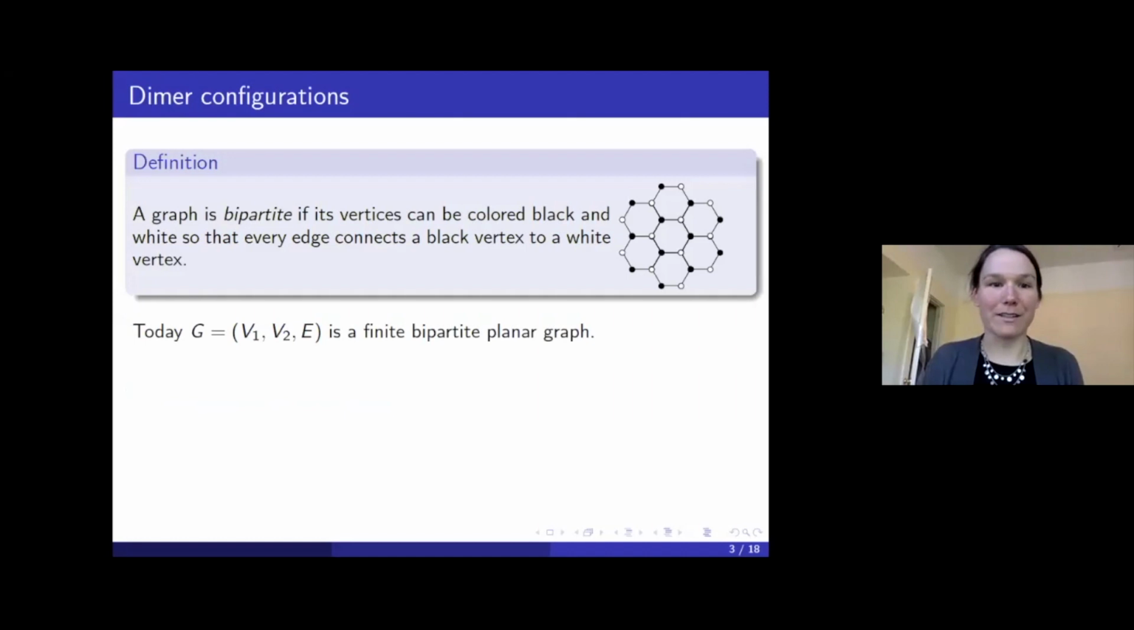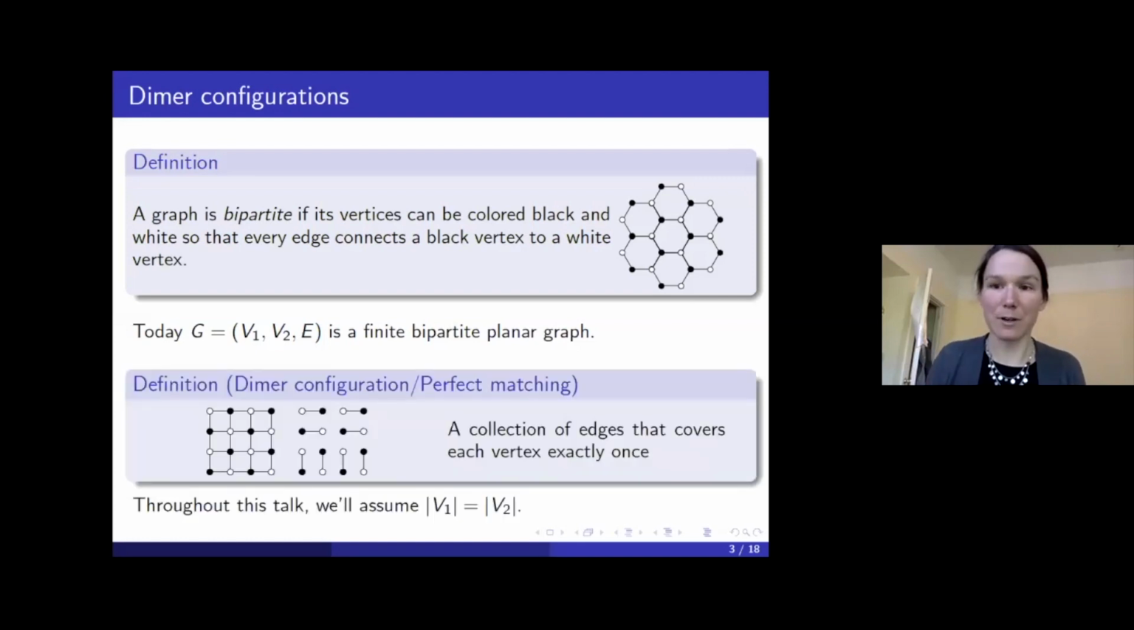Okay, so just beginning with some definitions. A graph is bipartite if you can divide its vertices into two sets, a set of black vertices and a set of white vertices, so that every edge connects a black vertex to a white vertex. Shown on the slide is an example of a bipartite graph. Throughout this talk, all of our graphs are going to be finite bipartite planar graphs. A graph is planar if it can be drawn without any edge crossings.